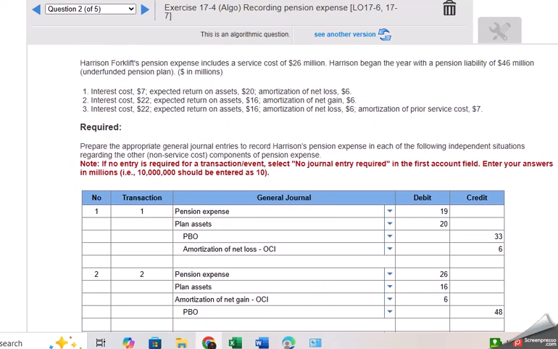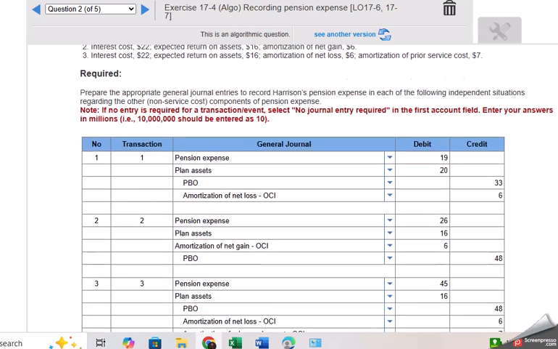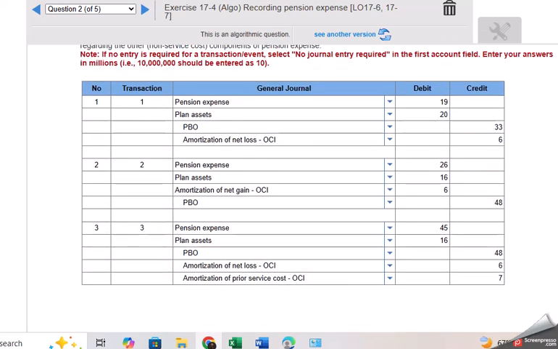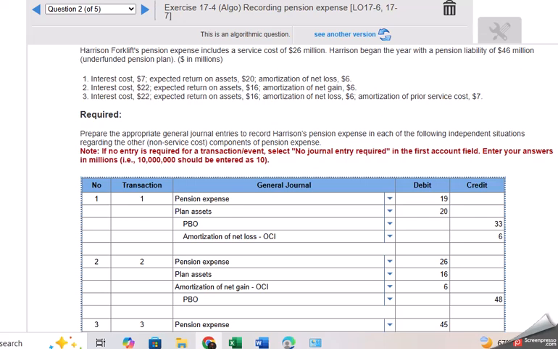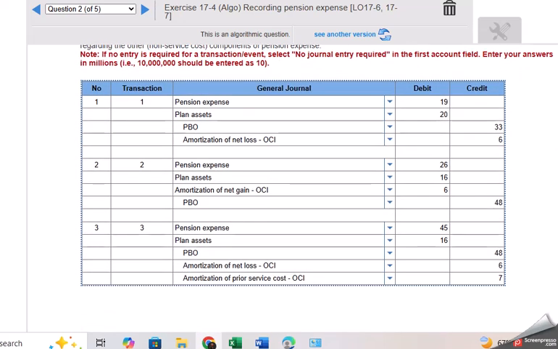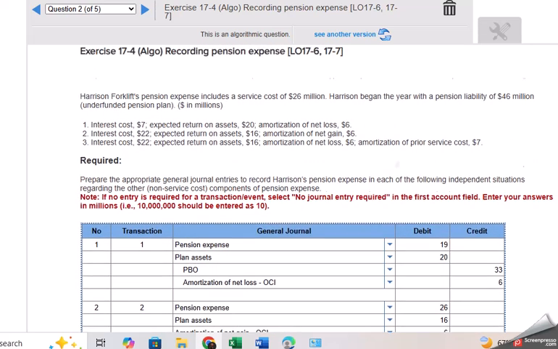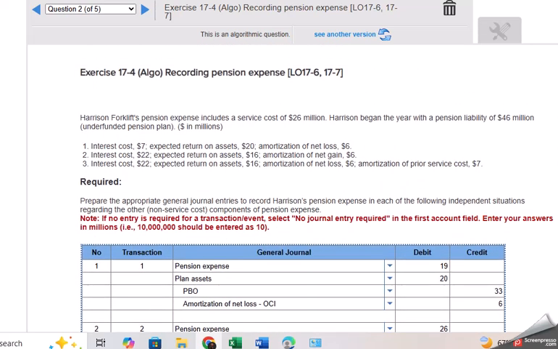We have the amortization of the net loss. So now again, it's back to the loss. That's going to be a credit when we're amortizing it out. And then the amortization of that prior service cost also goes to the other comprehensive income. And that would be a credit of the 7. So either map out the pension expense off to the side and then build your entries, or really I feel like you can build your entries and then use the pension expense as your plug.